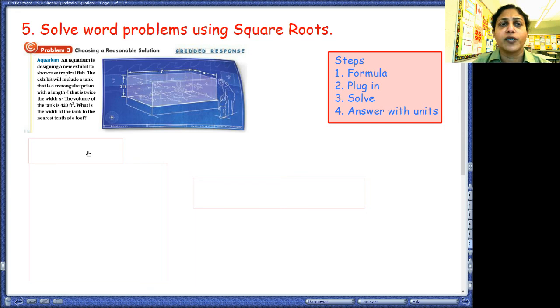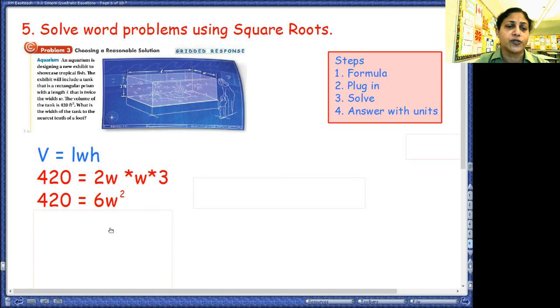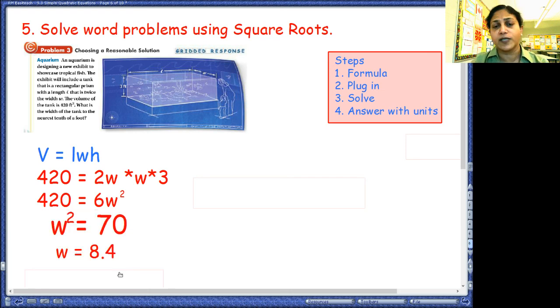Remember, we are going to be using the volume formula, so you must start with the formula, plug in, solve, and then answer with units. So we start off with the formula, and in this formula we know certain things. We know that the volume is 420, that the length is 2 times the width, the width is w, and the height is 3. So this simplifies to 420 equals 6w squared. Divide both sides by 6 and we get 70. The square root of 70 is positive or negative 8.4, but we can't use the negative, so the answer is that the width is 8.4 feet.